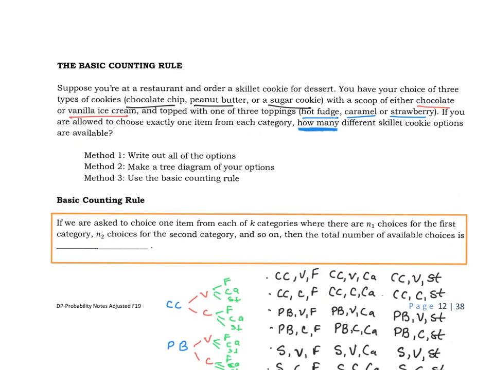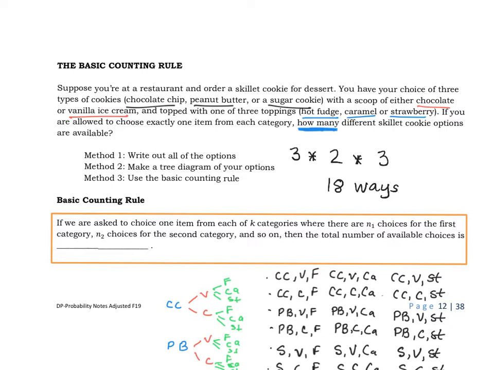And with the counting rule, we had 3 types of cookies. We had 2 types of ice cream, and we had 3 types of toppings. And we could just multiply those together, and we would have 18 ways that you could have a skillet cookie dessert. So let's generalize that.